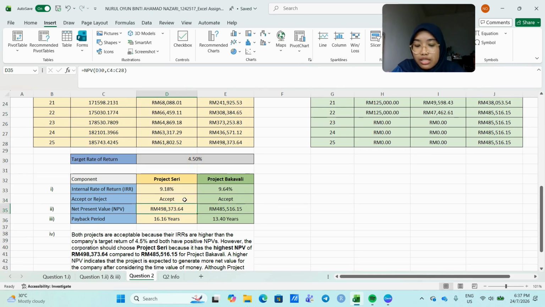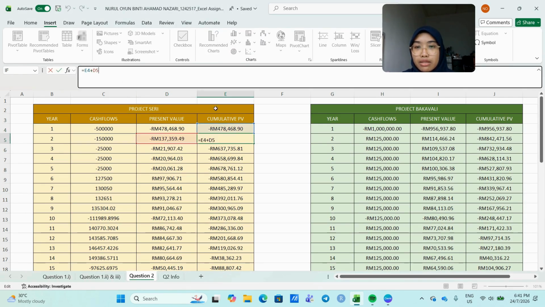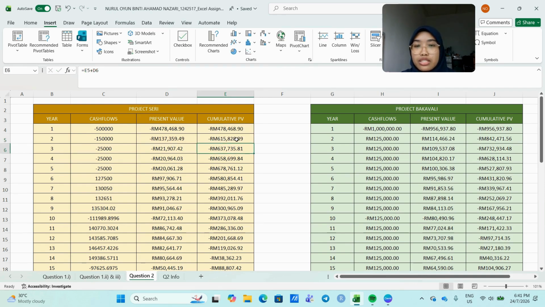Okay, so the next question is to find net present value. So NPV measures the total net financial value created by an investment today after discounting all future cash inflows and outflows back to their present value using our target discount rate of 4.5%. So to calculate cumulative present value, I calculate the cumulative value from the previous year plus present value for year 2. So we got this and I drag down until year 25. Same goes to Project Bakabali.